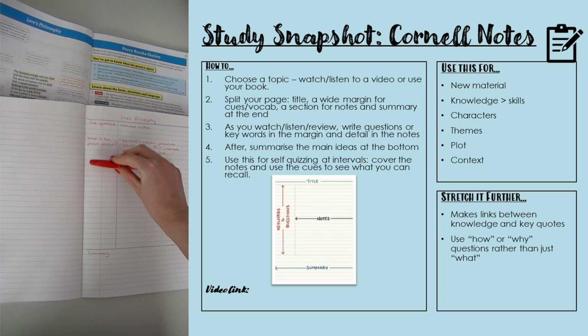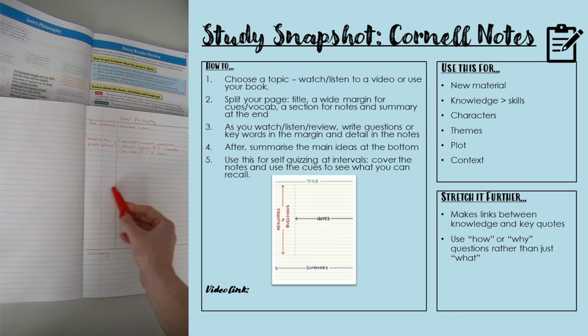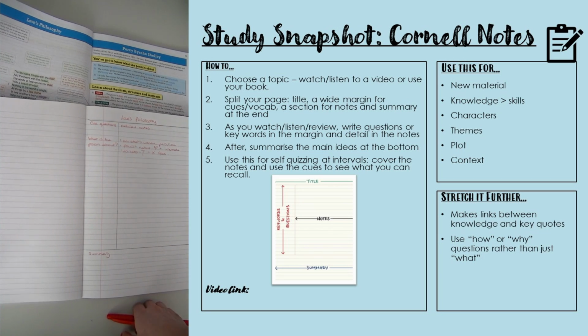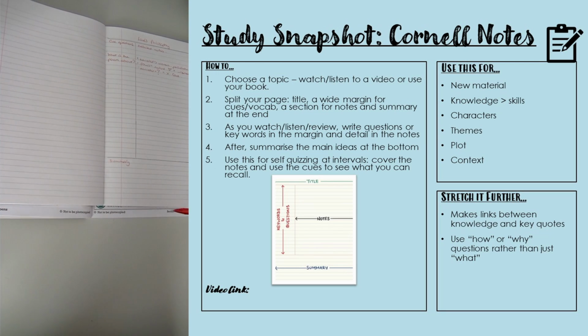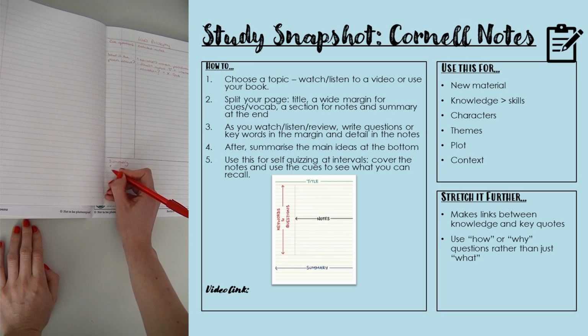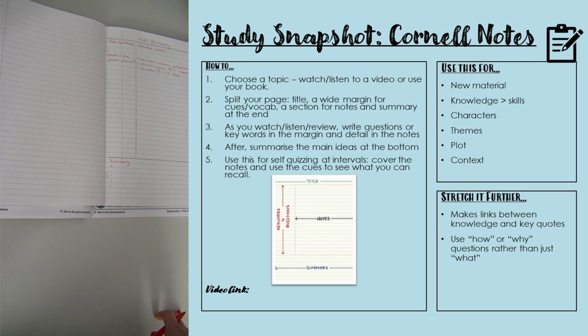Now imagine that I've gone through this, I've got a series of questions with notes next to it to help me understand. Afterwards, in the summary section, I'm going to summarise the main ideas. And again, you can do this in bullet point form, the main things that you understand. I would limit this to 5 things.